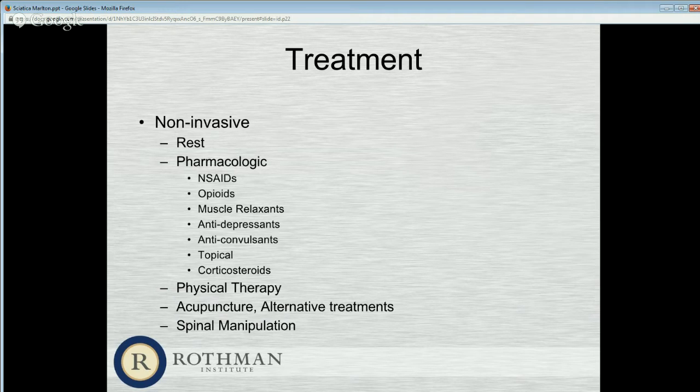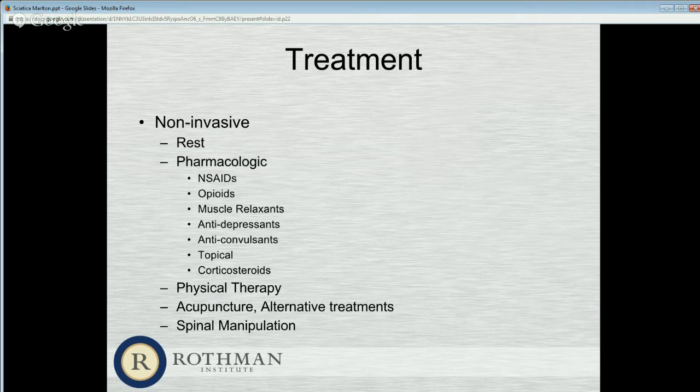Then other treatments that can be done: physical therapy. Sometimes people go to chiropractors, some people try acupuncture. Alternative treatments are relaxation techniques, biofeedback, all the psychological type of treatment that people try to do, mind over body techniques. And then the spinal manipulation is either osteopathic manipulative medicine or chiropractic, okay? Any questions on the non-invasive treatments?